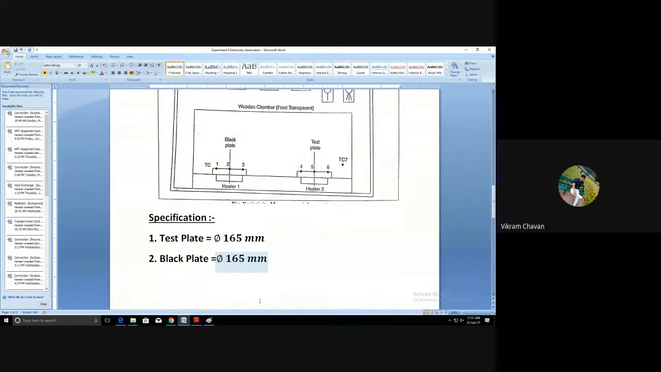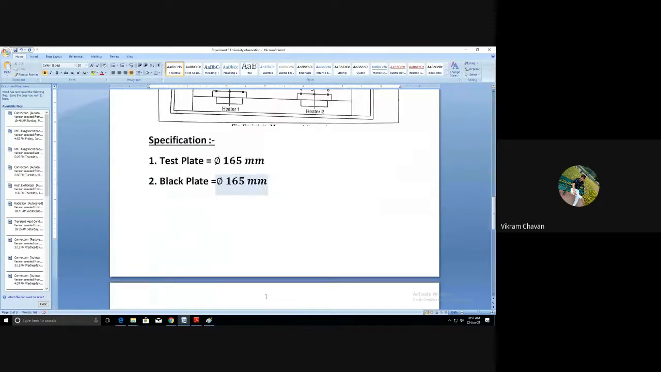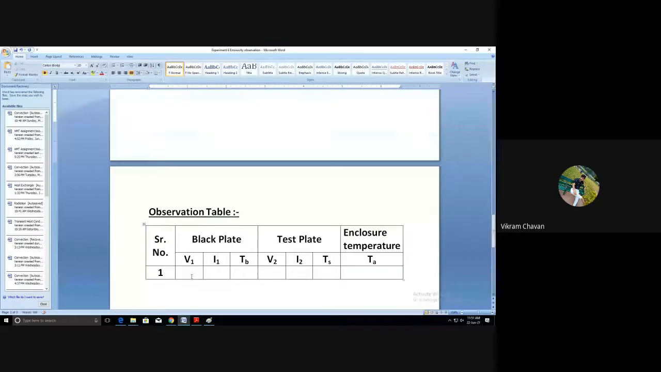Just one specification is more important, that is the diameter of that particular plate, and we are going to consider the same diameter for both the plates, for the black plate and also for the test plate. Okay, so the geometry we are going to consider as the same one. Okay, then we have to take the observations, the observation table in this manner.